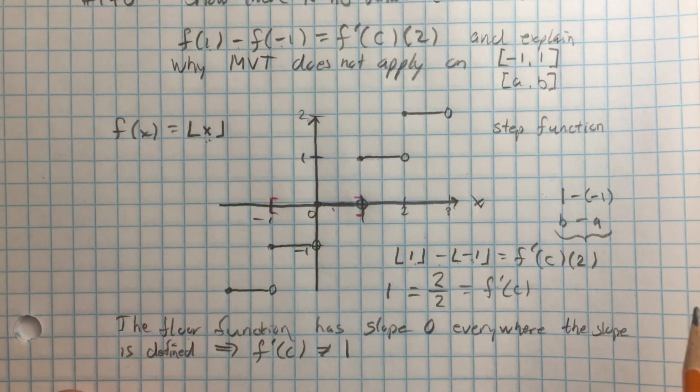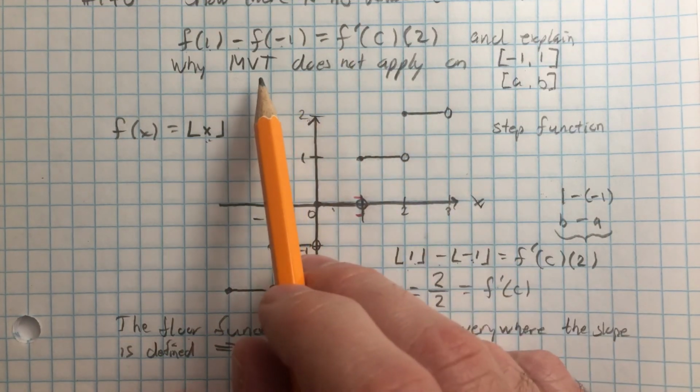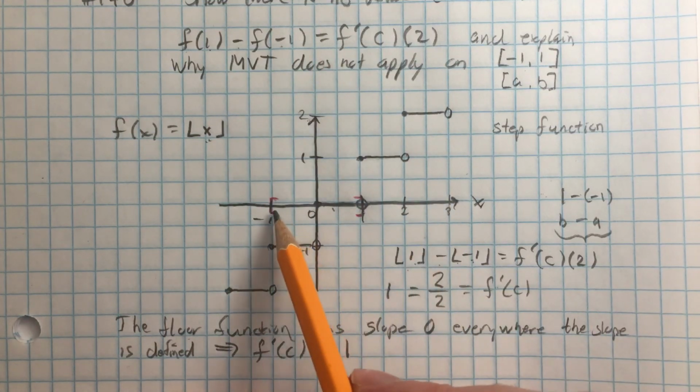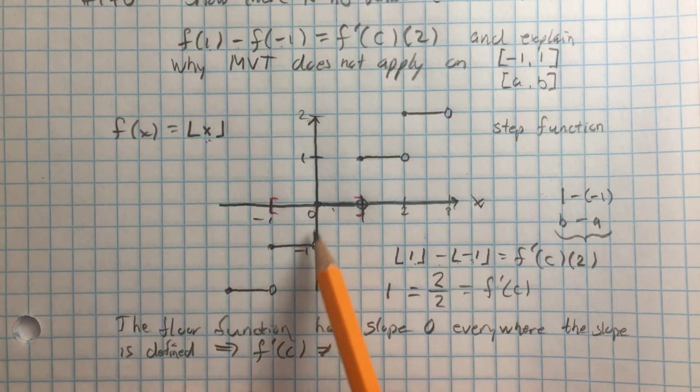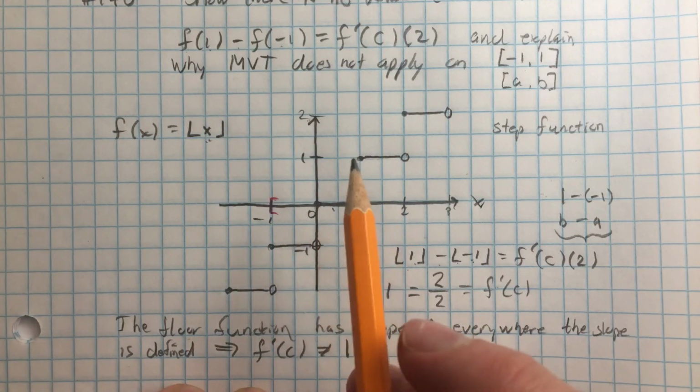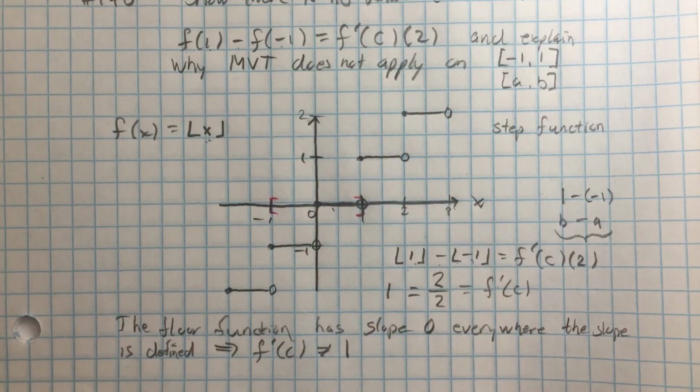Okay? So why did this happen? You would answer because it's discontinuous. The mean value theorem requires continuity on the interval. We don't have continuity. We have a discontinuity here happening at 0, and so therefore the mean value theorem does not apply for this function on this interval.